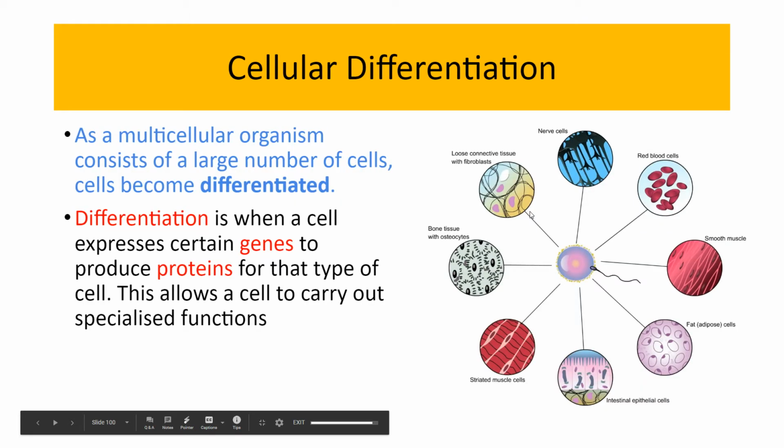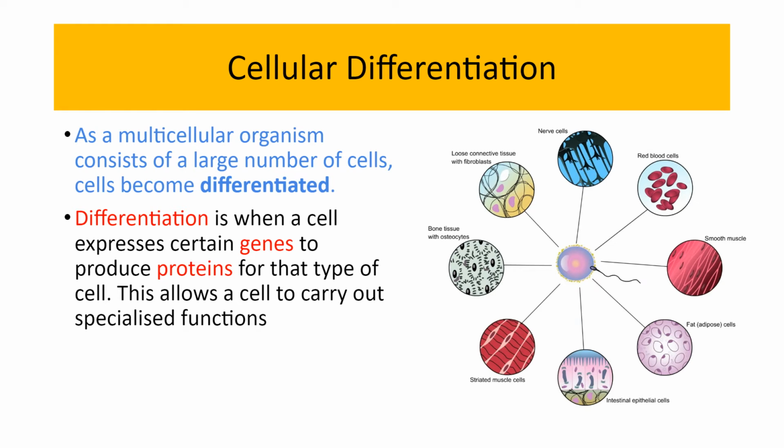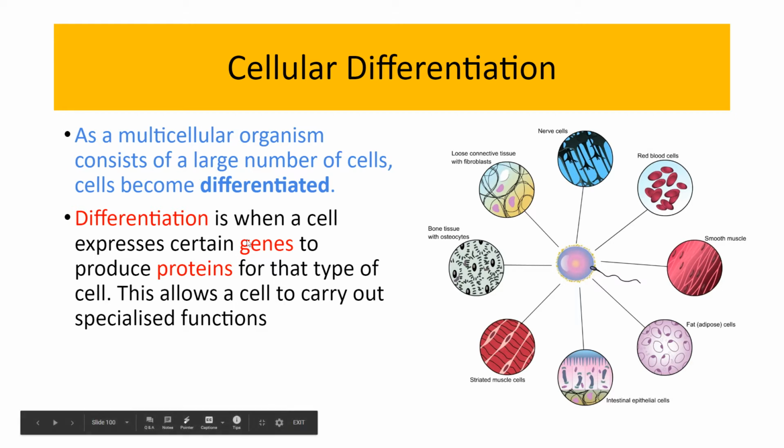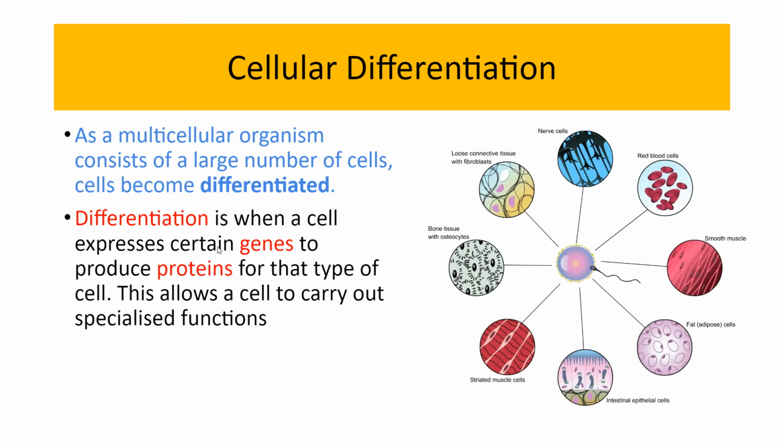So, what is cellular differentiation? As it says here, a multicellular organism, so that's an organism with many cells, consists of a large number of cells, and cells become differentiated. So what that means basically, as it says here, is just the main part of this slide. Differentiation is when a cell expresses certain genes to produce proteins for that type of cell. This allows a cell to carry out specialized functions. So it's basically where a cell becomes specialized at something. So it essentially gets its own job within the body.